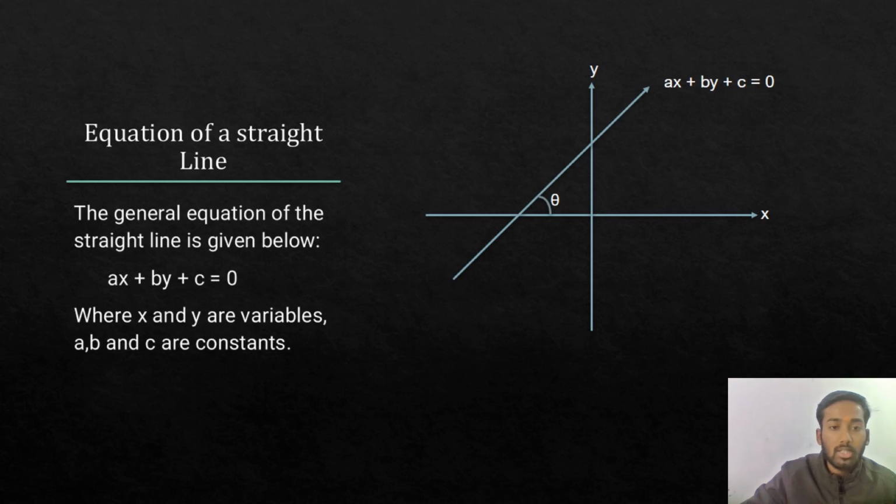So here is the equation of a straight line. The general form of the equation of a straight line is ax plus by plus c is equal to 0, where a, b, and c represent the constant terms, and x and y represent the variables. Here in the figure, ax plus by plus c is equal to 0 is the line which inclines towards the y-axis and x-axis.